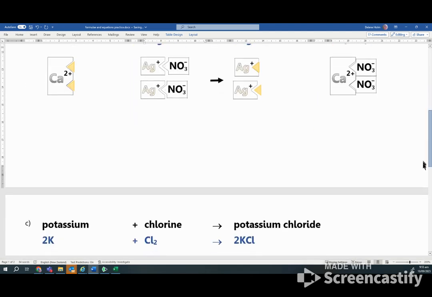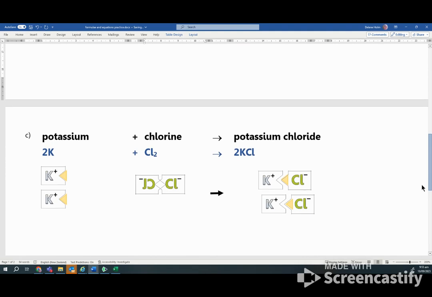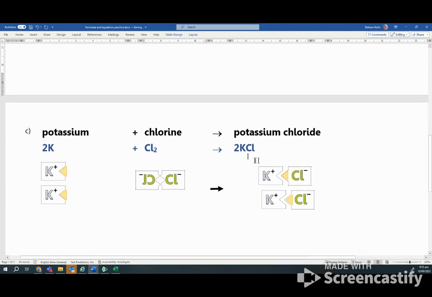So lastly, the other two types of reactions. First is potassium plus chlorine to form potassium chloride. Hopefully you'll recognize this as a combination reaction where two elements form one compound. So we have my potassium atom. I've already balanced this. So my K plus an electron.